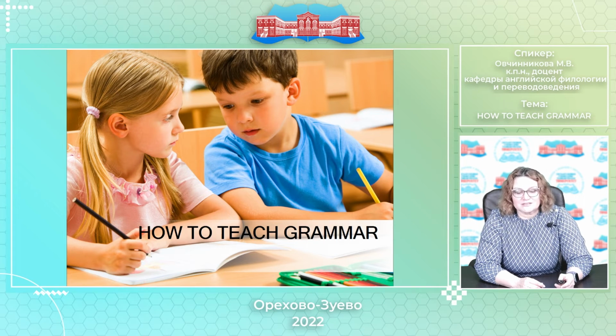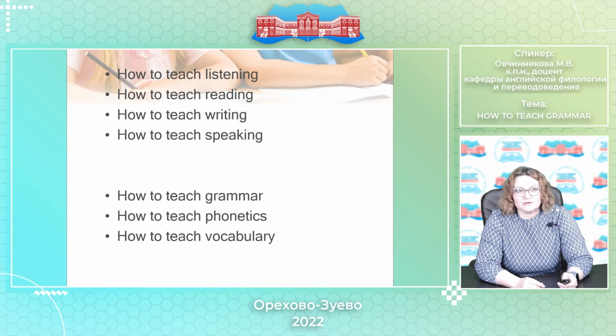You know that the questions of English language teaching touch many points and many aspects of different points of language. And you know that we should study how to teach listening, how to teach reading, how to teach writing, and how to teach speaking. But before we start talking about all these activities in English language, we should understand how to teach three main aspects of English language, and they are grammar, phonetics, and vocabulary. Today we shall start with the question of how to teach grammar.